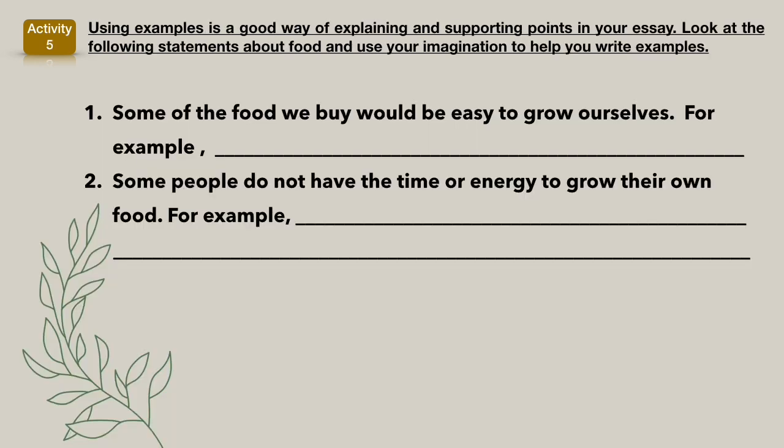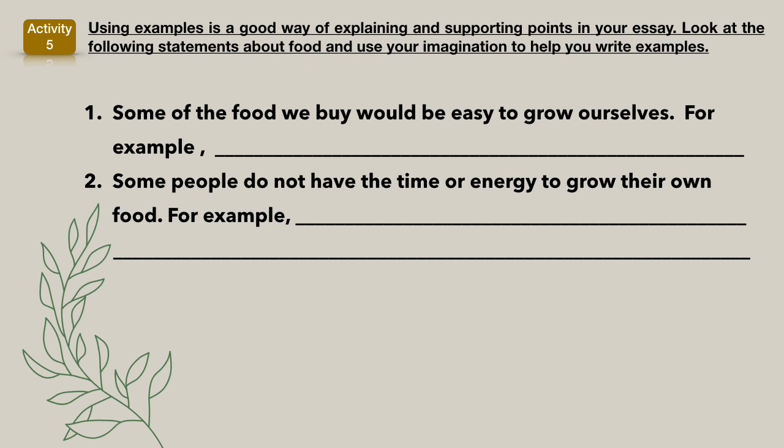Activity 5. Using examples is a good way of explaining and supporting points in your essay. Look at the following statements about food and use your imagination to help you write examples. Number 1, some of the food we buy would be easy to grow ourselves. For example, number 2, some people do not have the time or energy to grow their own food. For example. So, how can you give examples for these 2 sentences or statements? What examples can you give?